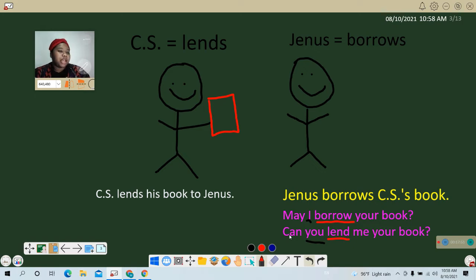Jenny, your turn. So, Jenny, let's say you need to borrow something from Austin. What do you need to borrow? Trying to think. Eraser. Okay. Eraser, go. May I borrow your eraser? Or, can you lend me your eraser?